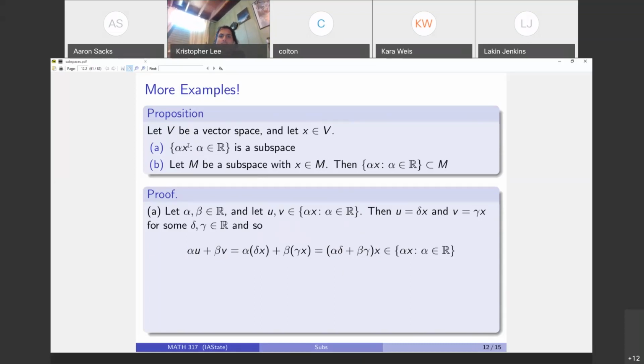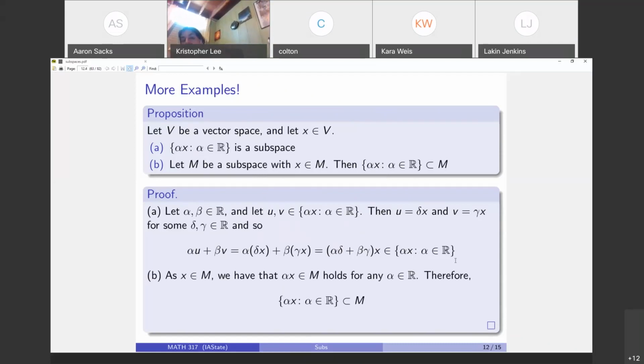Now, the next thing that we're going to prove, part B: any subspace that has x, in fact, contains this set. And that shouldn't be too hard to see, because x is in M, so any scalar multiple, by definition, would belong in it. And that's it. So therefore, this set is contained in M, as promised.